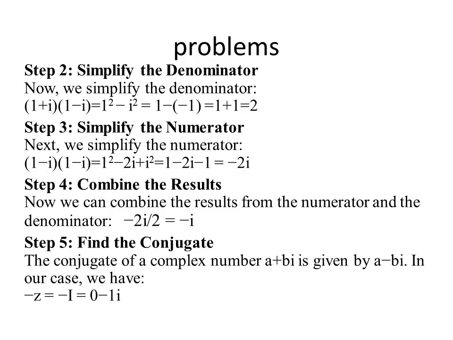In step 4, we combine the results from numerator and denominator, minus 2i by 2, that is equal to minus i. The conjugate of a complex number a plus bi is given by a minus bi. In our case, the expression is equal to minus i, that is equal to 0 minus 1i.